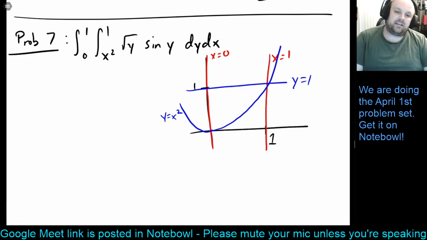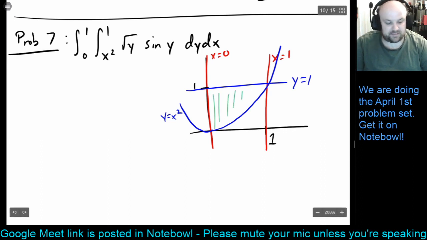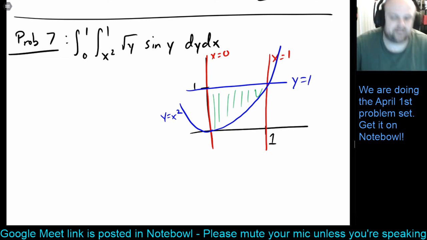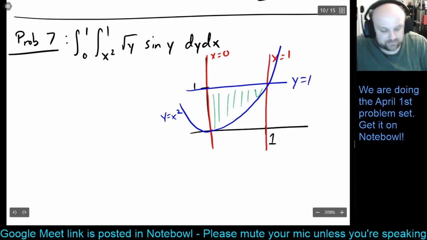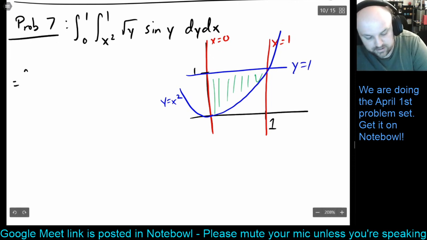Right? And again, we just have to think about, well, what is the region of integration here? If we look at the bounds, the bottom for y is x squared, the top is 1. That puts us back in here. Right, so kind of similar region to the other one, but that's okay. All right, so if we're trying to switch this order of integration, then root of y, sine of y, dx dy.